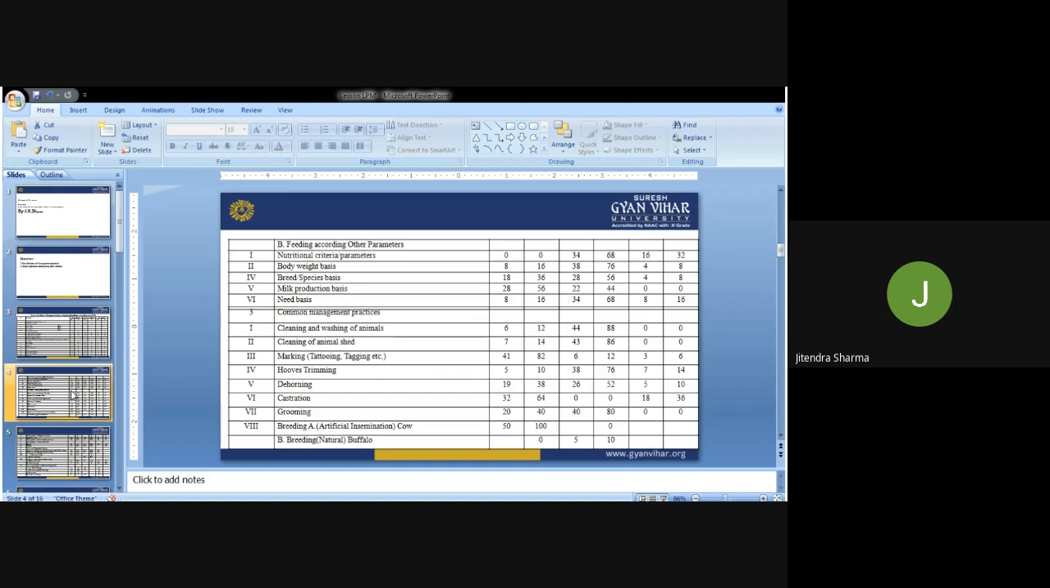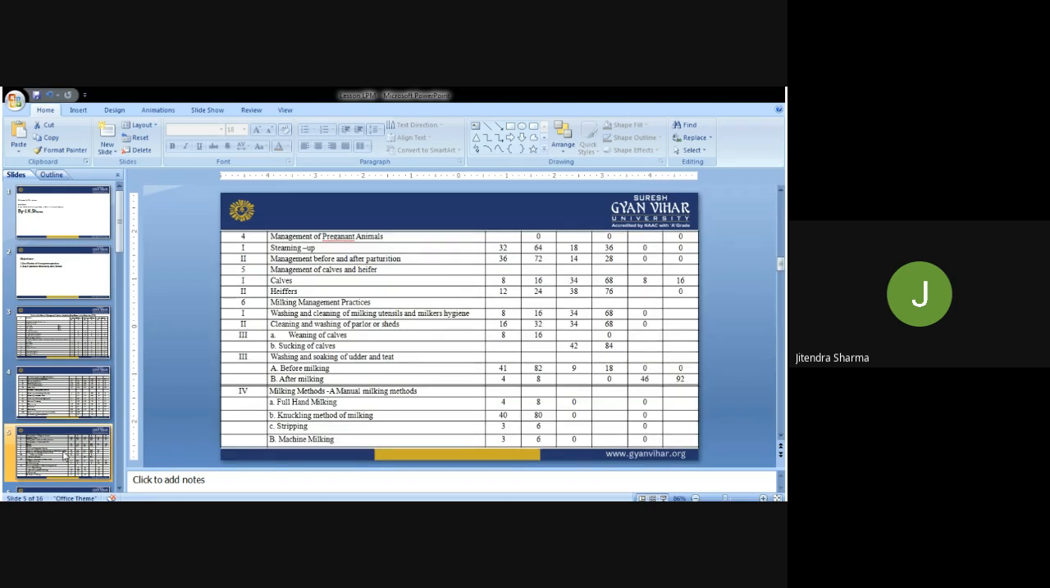Then the dehorning, castration, and grooming. We will see that dehorning and grooming are partially followed by 80% and 52% of farmers, whereas castration is followed by 64% of farmers, but only 36% because this practice is either followed or not followed. Then the breeding, artificial insemination: 100% of farmers follow artificial insemination in the case of the cow. But in the case of the buffalo, mostly the farmers follow it, but 10% of farmers believe in natural breeding.